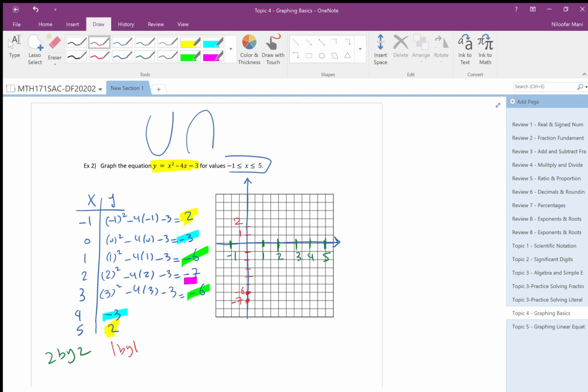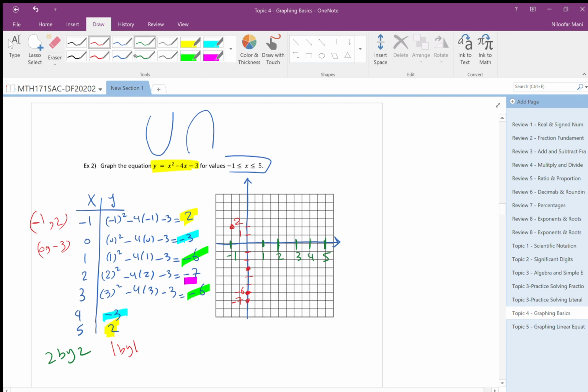So what is the first point? The first point is minus 1 and 2. Where is minus 1? Minus 1 is here, 2 is here. This is the first point. The next point is 0 and minus 3. So 0 here and minus 3 here.